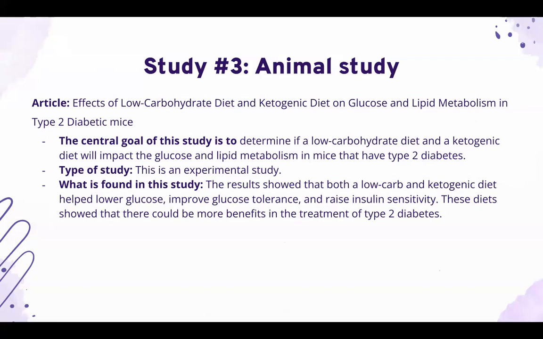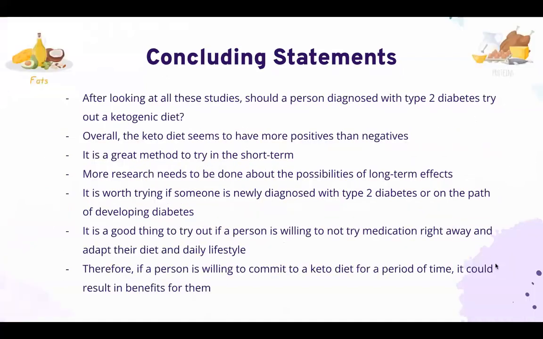Conclusions from this study: both diets are effective in lowering blood glucose, improving glucose tolerance, and raising insulin sensitivity. The low-carb diet plays a role in inhibiting hepatic gluconeogenesis and improving lipid metabolism. Both diets have different effects on glucose and lipid metabolism. A low-carb diet may have more benefits for type 2 diabetes. Again, looking at both of these diets, I think they could both be potentially good in either sense. They both showed positive results for helping with type 2 diabetes.